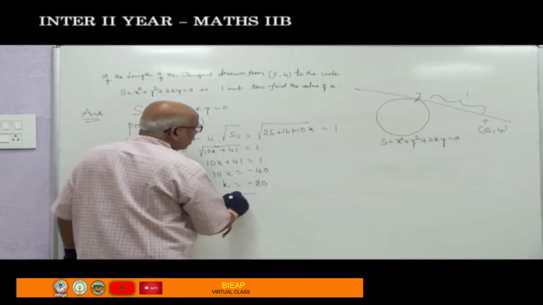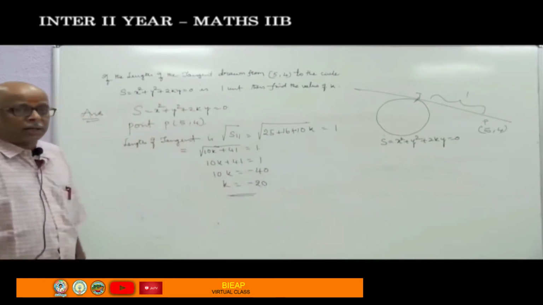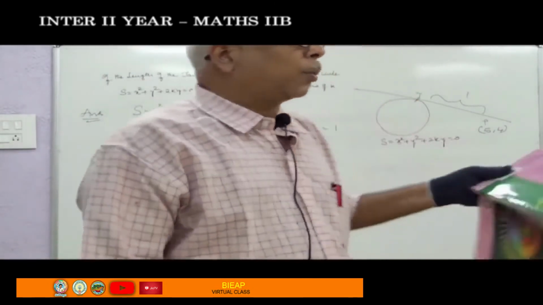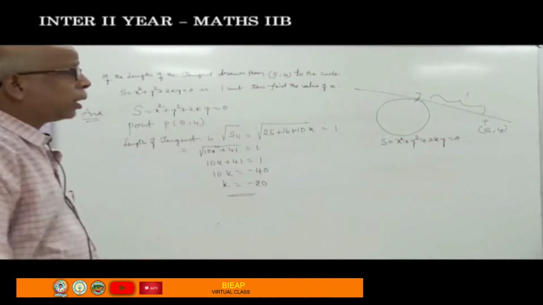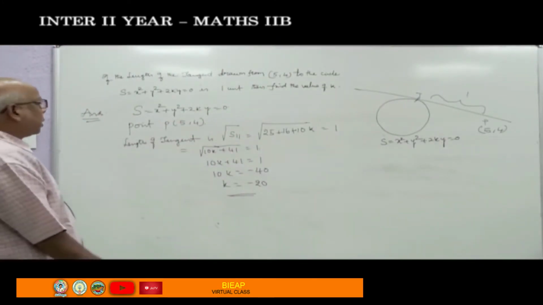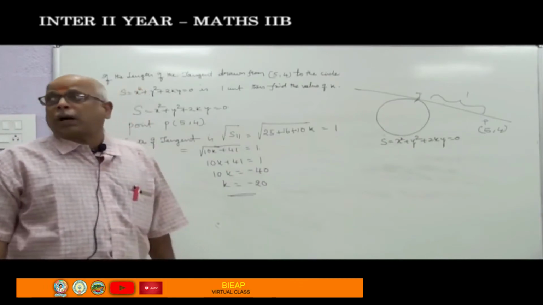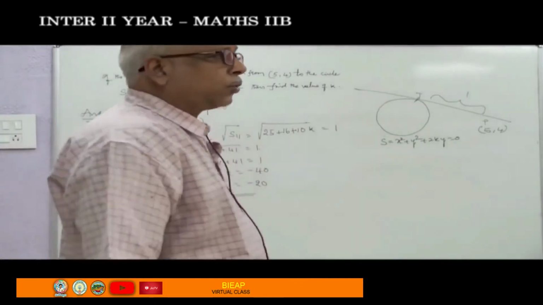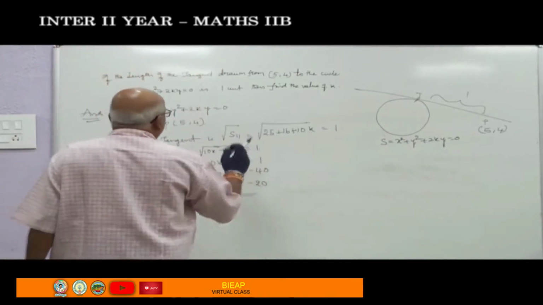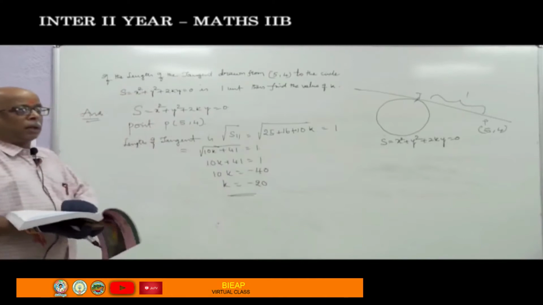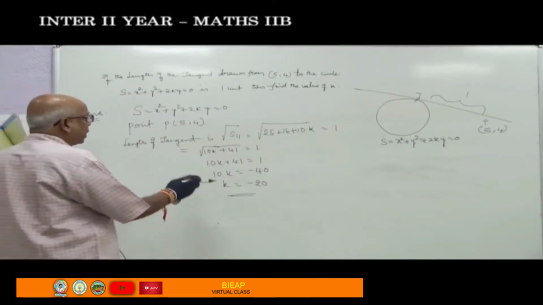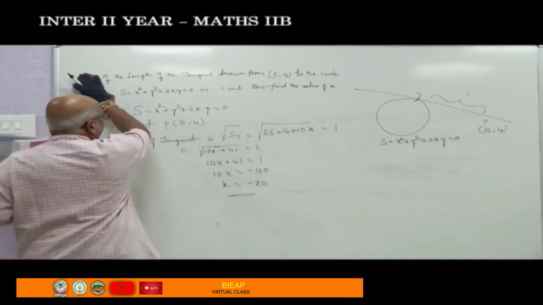Minus 4. When length of the tangent is given, equation is given, point is given, to find out unknown value, that is k, we have taken up, applied the formula root S11 for length of tangent, and we equated that one to given length. Finally, we got the unknown value k, which is nothing but minus 4 in the present problem.